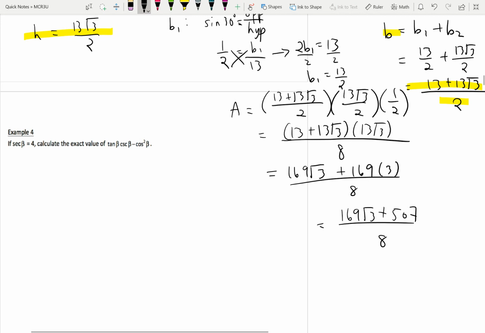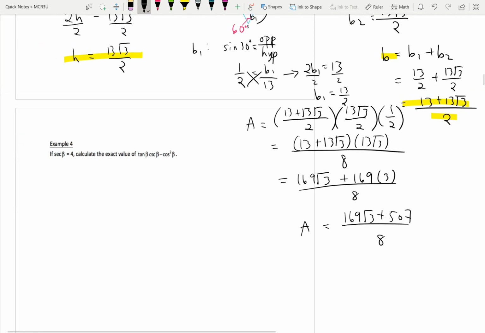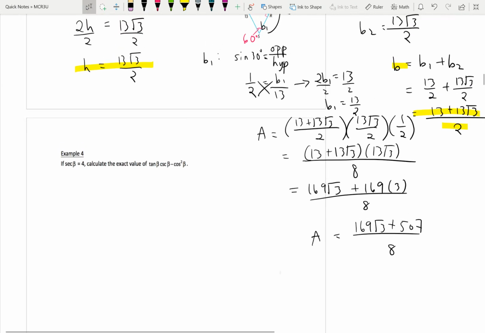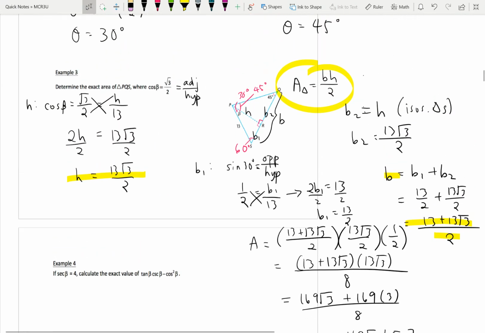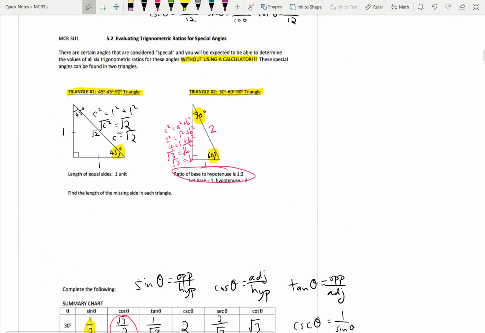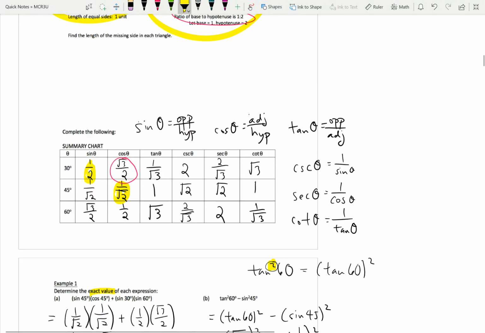Okay, so finally, this is my final area. I'm not going to say it, it's a mouthful, but it's exact and it's perfect. Okay, so all of this is necessary from the chart, which comes from the memorization of these two beautiful triangles.